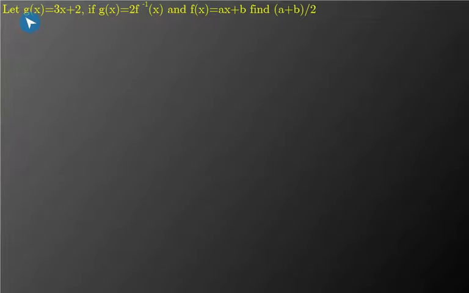So we have a function g of x here, and I say if g of x is 2 times the inverse function of f, and f of x has the structure ax plus b, what is (a plus b) over 2? Okay, so it's kind of like plugging in what we know so far. We know g of x is 3x plus 2, and we know that equals 2 times the inverse of f, right? And so we probably want to get the inverse of f here, right?